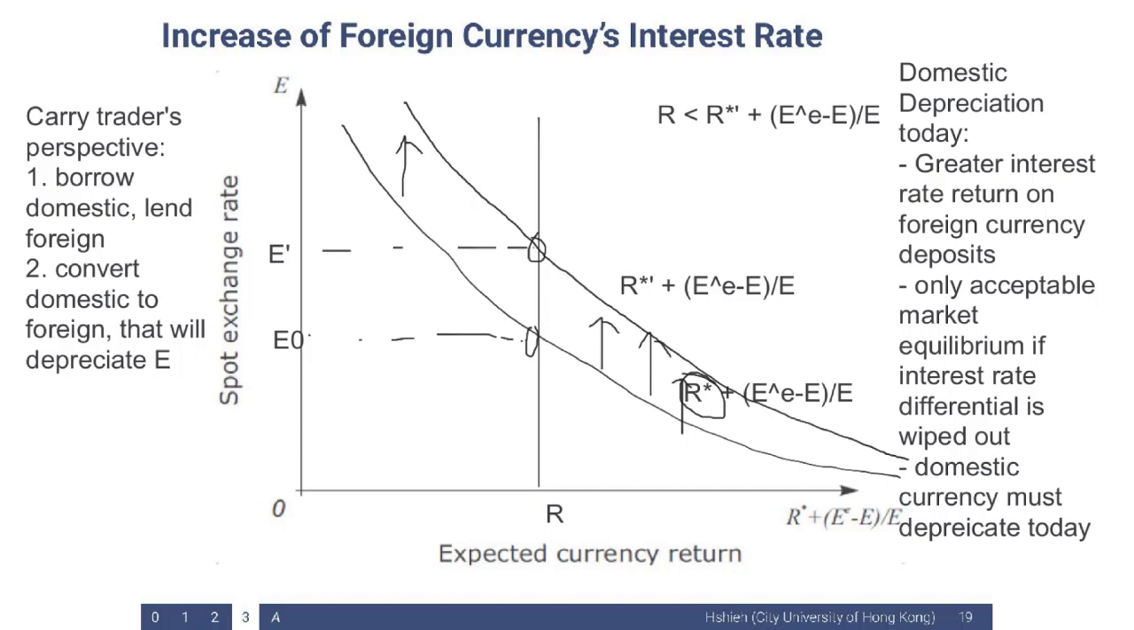For a given R, we increase R star, correct? Increasing R star means there's a violation of UIP. How do you restore UIP? Something has to change in this term here. The only free parameter we have is E. So E must move in the direction that reduces the entire value of the right-hand side.